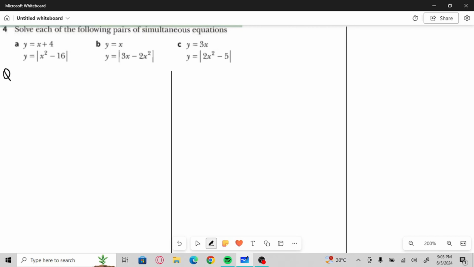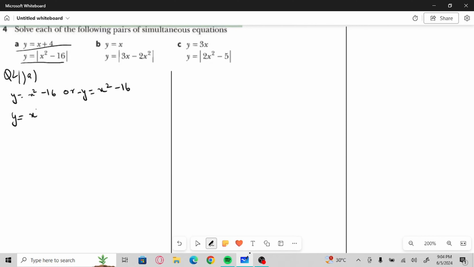Okay, for question number 4, part A, we have two equations. y is equal to x plus 4, and y is equal to x squared minus 16, but it is in a modulus. So first of all, we have the value of x, but we are going to simplify the second equation. So for that, we get y is equal to x squared minus 16, or minus y is equal to x squared minus 16. And obviously, we do not want it to be a minus y. We just want it to be a y. So y is equal to x squared minus 16.